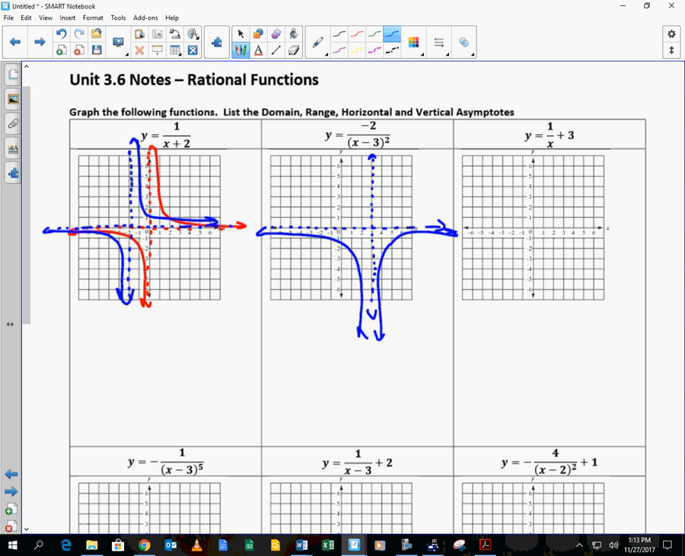How about the next one? Up 3. Very good. Vertical asymptote still at 0. There we go.